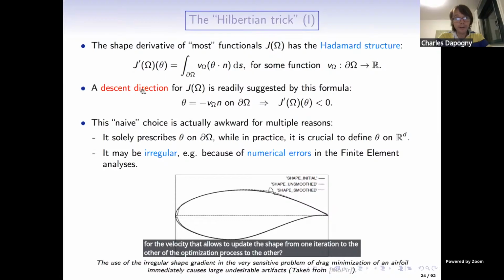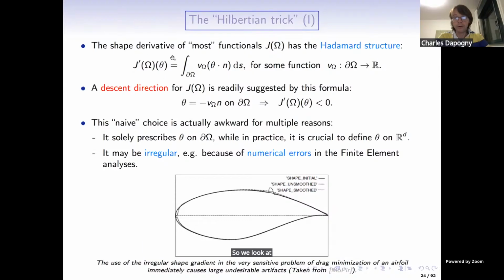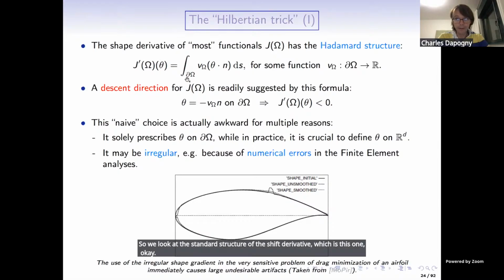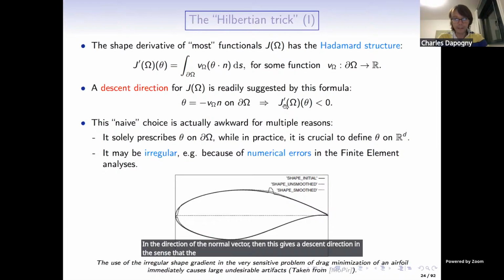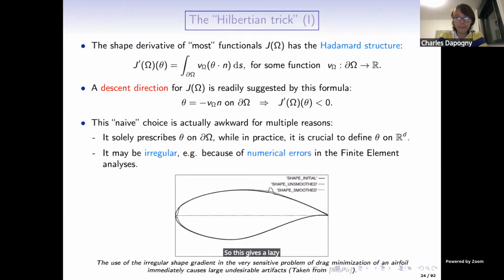So we look at the standard structure of the shape derivative, which is this one. The shape derivative is the integral over the boundary of the shape of some scalar field multiplied by the normal component of the deformation theta. And we say, hey, if I take theta as minus this scalar field v omega in the direction of the normal vector, then this gives a descent direction in the sense that the shape derivative becomes negative. So this gives a lazy way, in some sense, to find a descent direction for our objective function J omega.